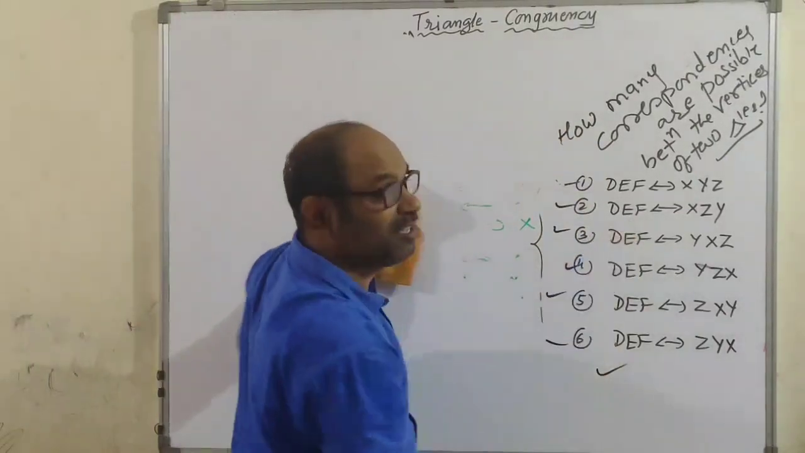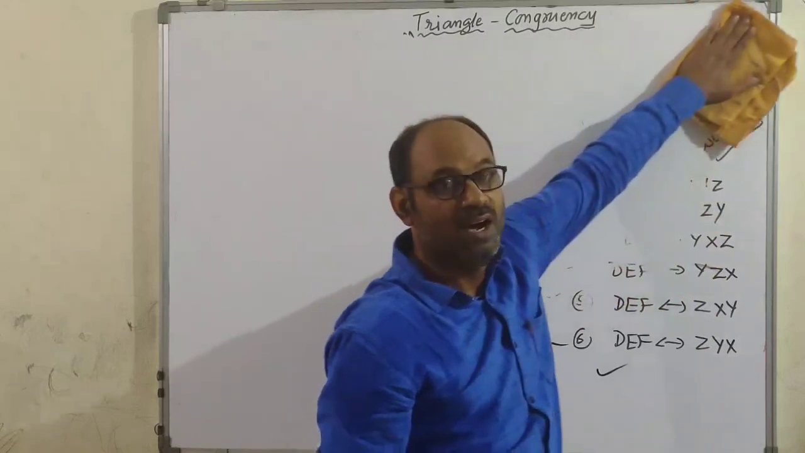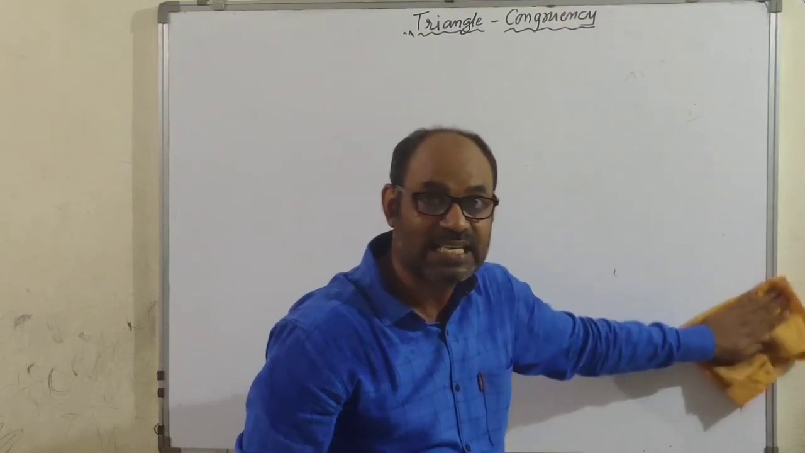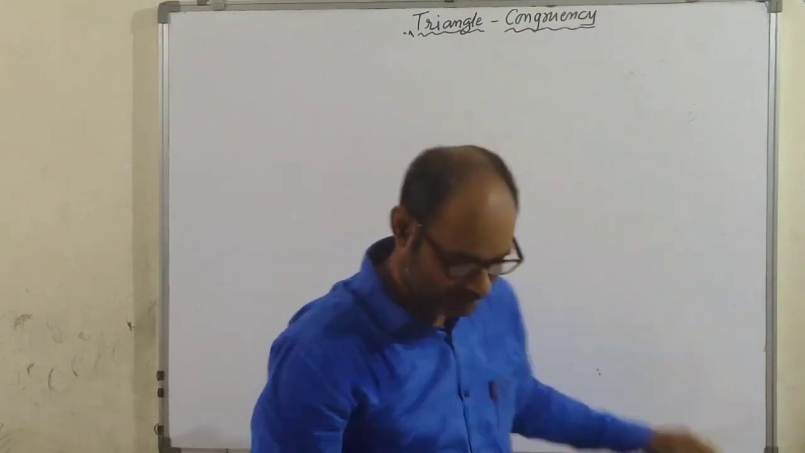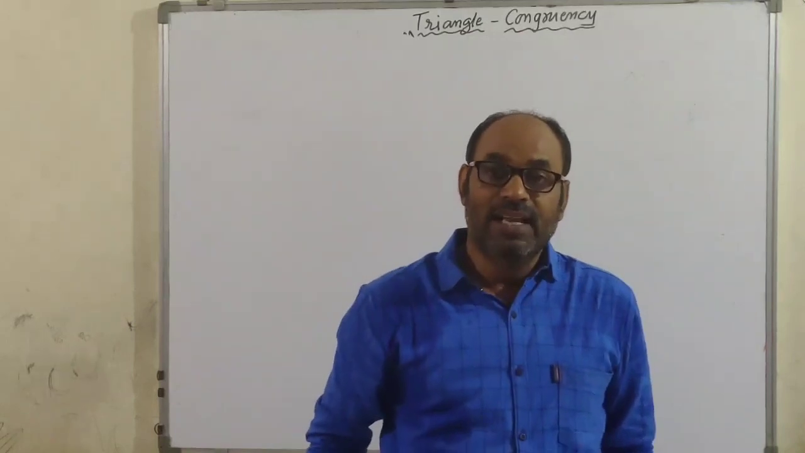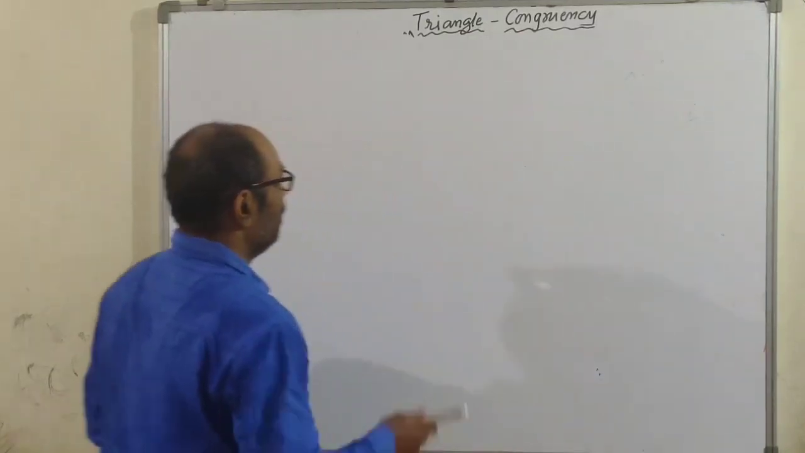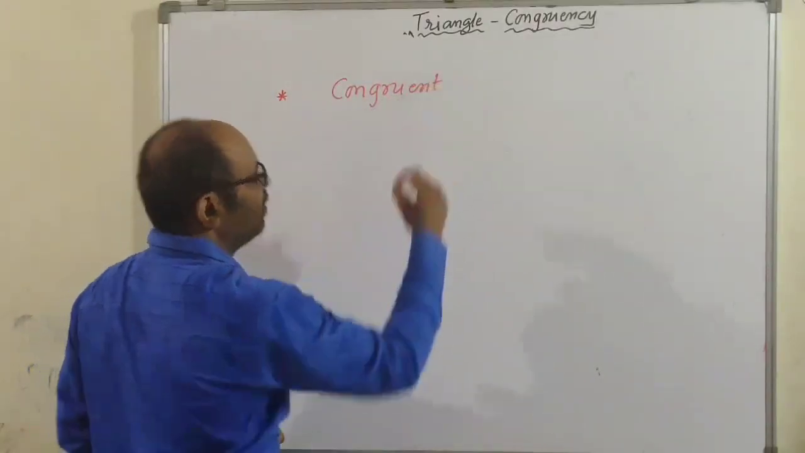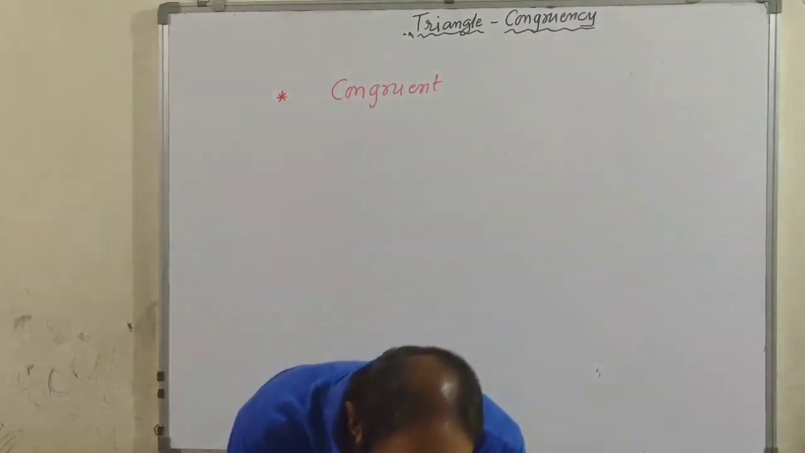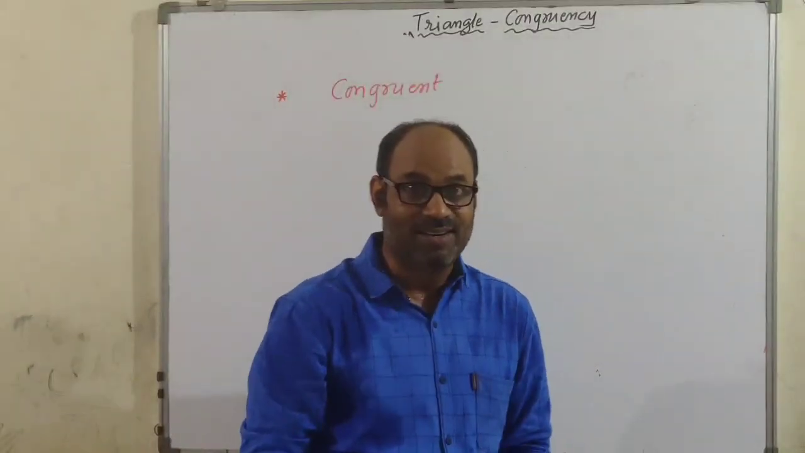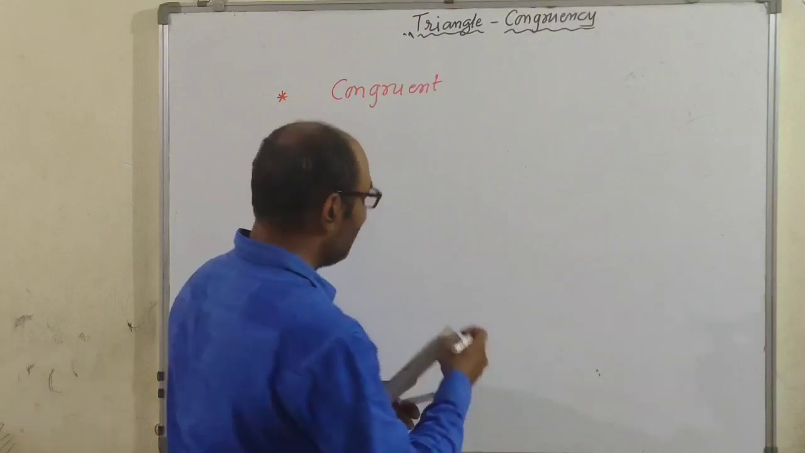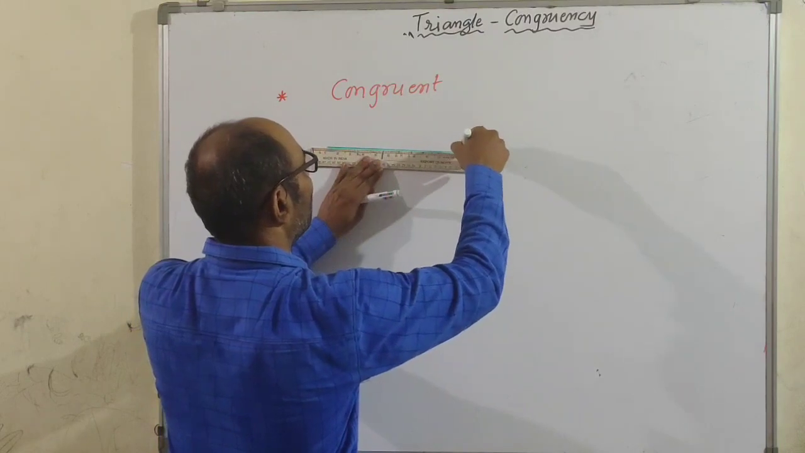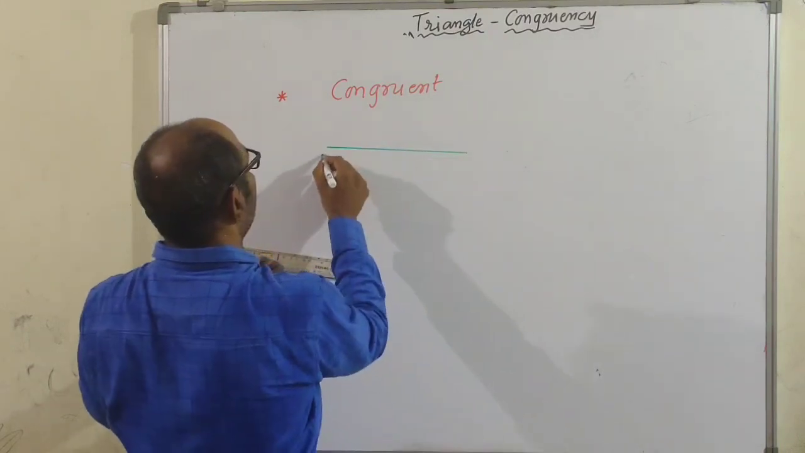So again, this correspondence, children, quite often you are going to use this word. A correspondence. How many possible correspondences are there between the vertices of 2 triangles? 6. Yes. Alright. Now, let's recall one term in mathematics. That term is called congruent. Do you know what is congruent? Alright, let's see. Here are 2 line segments. AB.